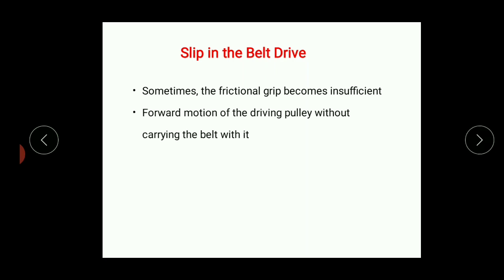First one is the slip in belt drive. The belt drive is a friction drive. Sometimes the frictional grip becomes insufficient between the belt and the pulley, and due to this the forward motion of the driving pulley may happen without carrying the belt along with it. The other possibility is that the belt is moving along with the driving pulley, but the driven pulley does not move forward along with the belt.